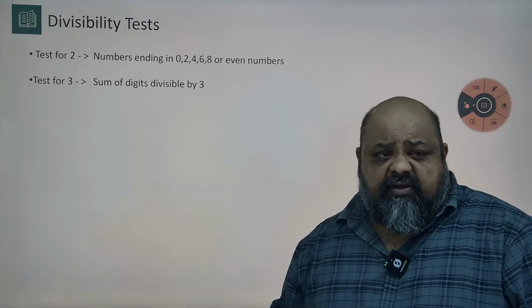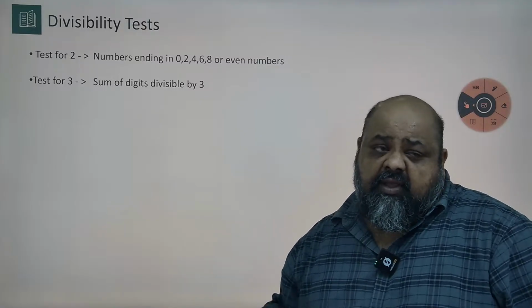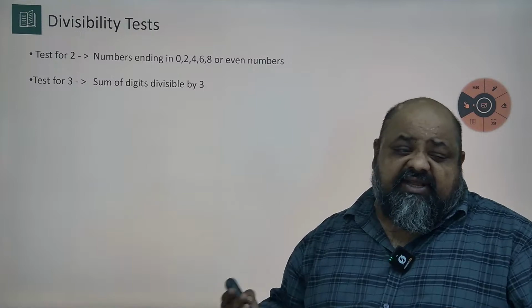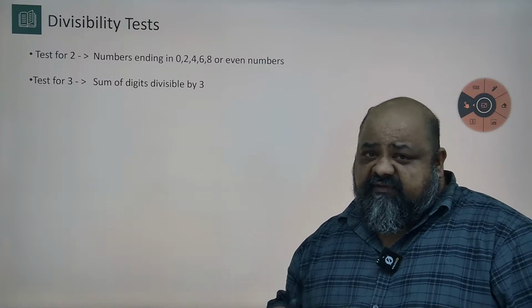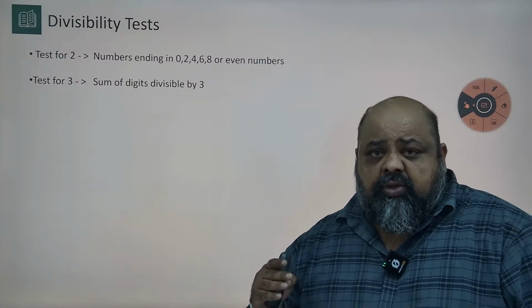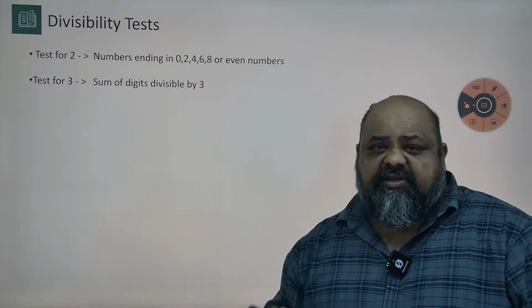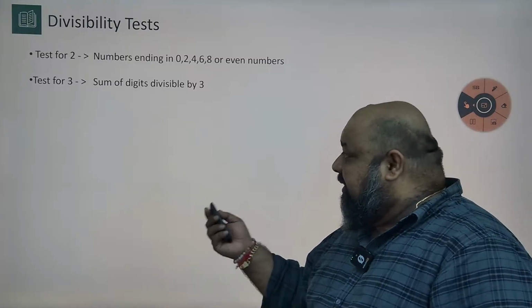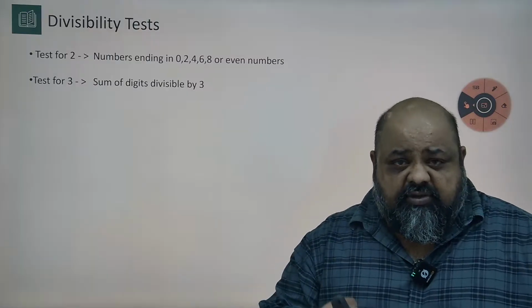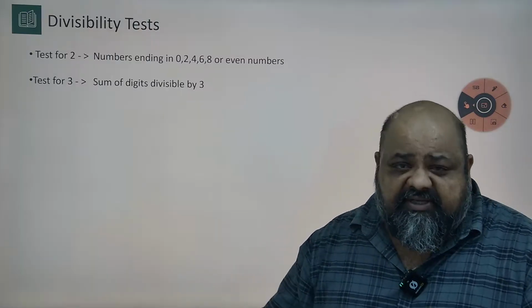13 leaves a remainder of 1. So 58 will also leave a remainder of 1. If I say 59, 5 plus 9 is 14. 14 is not divisible by 3, leaves a remainder of 2. So 59 will also leave a remainder of 2. 60 becomes divisible by 3. So if I'm dividing a number by 3, the remainders could be 0, 1 or 2. 0 when the number is divisible by 3.